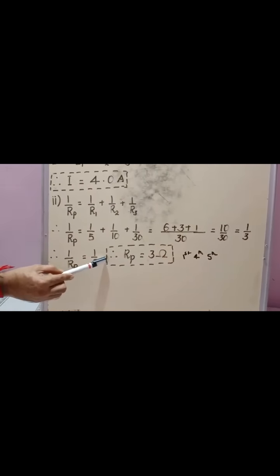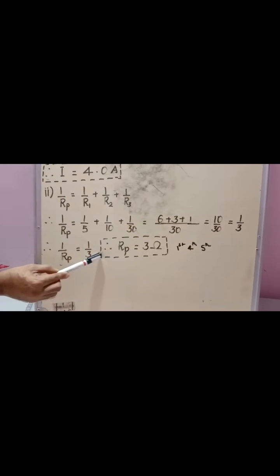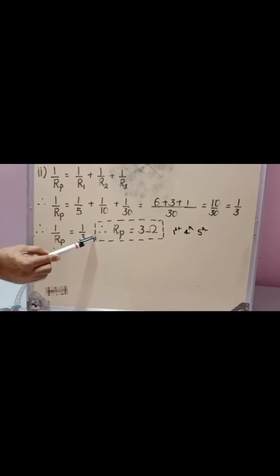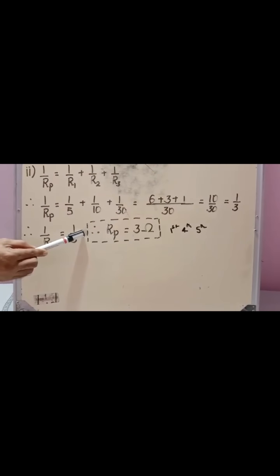Now fifth, this arrangement is used to reduce the resistance in a circuit. So when we are connecting the resistors in parallel, the resistance of the circuit reduces. Because of this, what happens? More current can flow in the circuit.